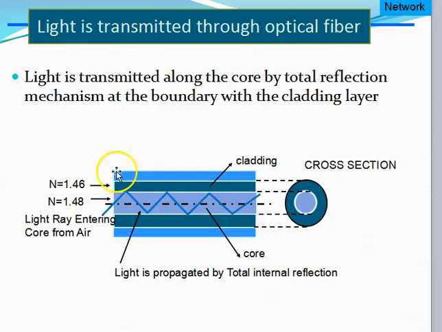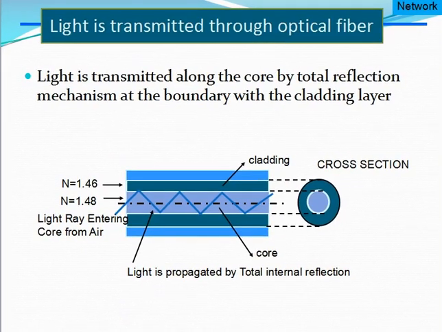Let us have a look at light transmitted through optical fiber. The light transmitted through the optical fiber uses a light principle called total internal reflection. This can be ensured by using a medium 1 of higher refractive index than a medium 2. When medium 1 has a higher refractive index than medium 2, total internal reflection can be ensured to happen.